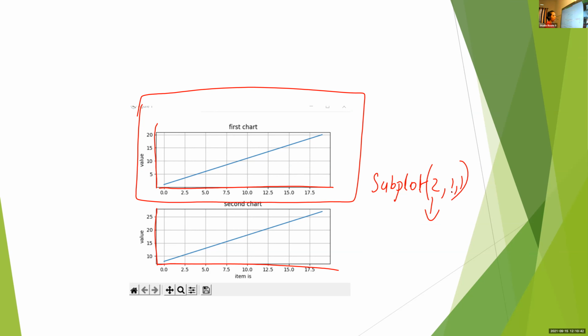Okay. Is it clear? Row and column. Is it clear, Anjo? Amal, is it clear? Okay, so that is 2, 1, 1. Before drawing the first chart, you want to use this statement. Before drawing the second chart, you also want to use the same statement just before plotting that graph.